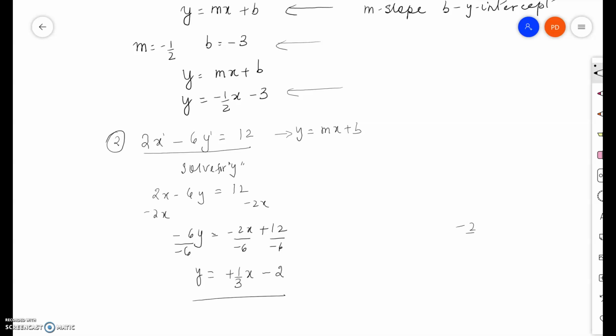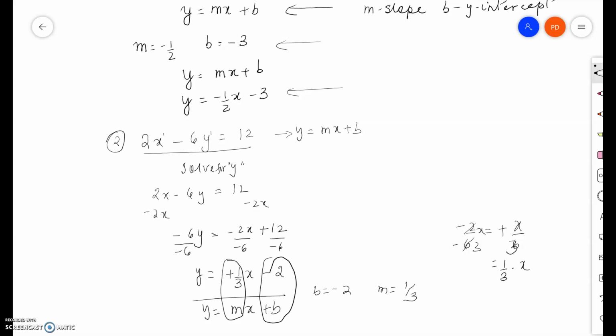So -2x over -6: negative over negative is positive, and 2 goes 3 times into 6. So we get x over 3, which is the same as 1/3 times x. So the slope, let's compare it to y equals mx plus b. Notice b is equal to -2 and the slope m equals 1/3.